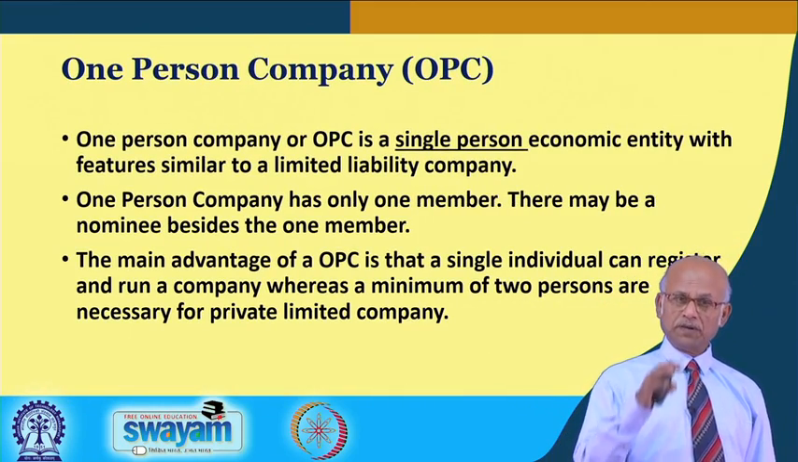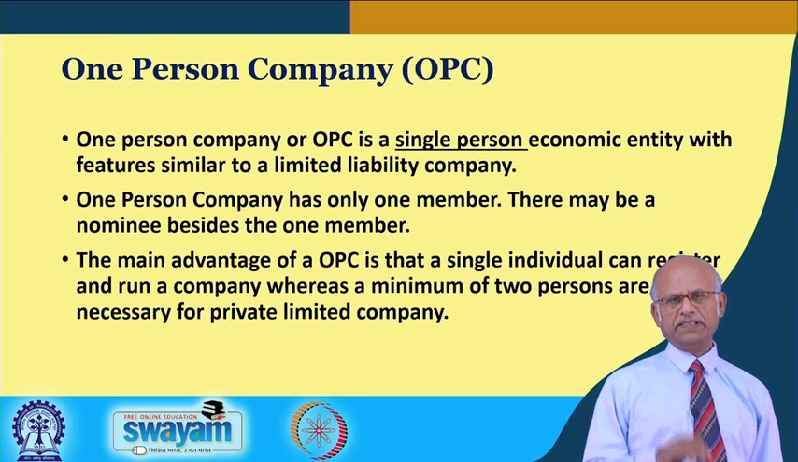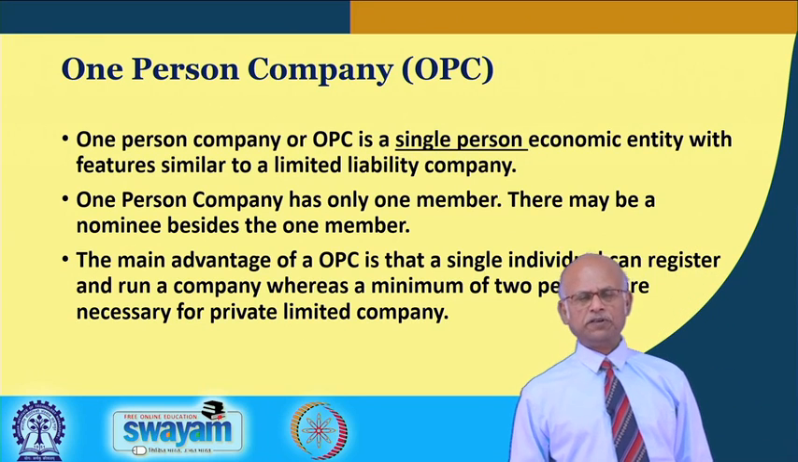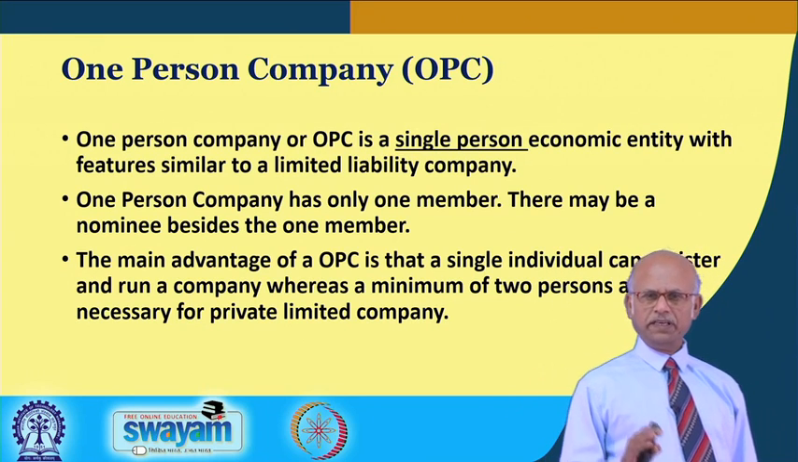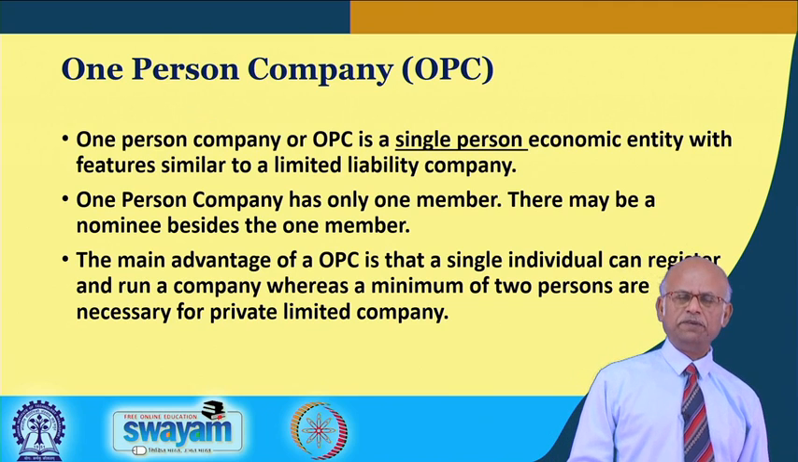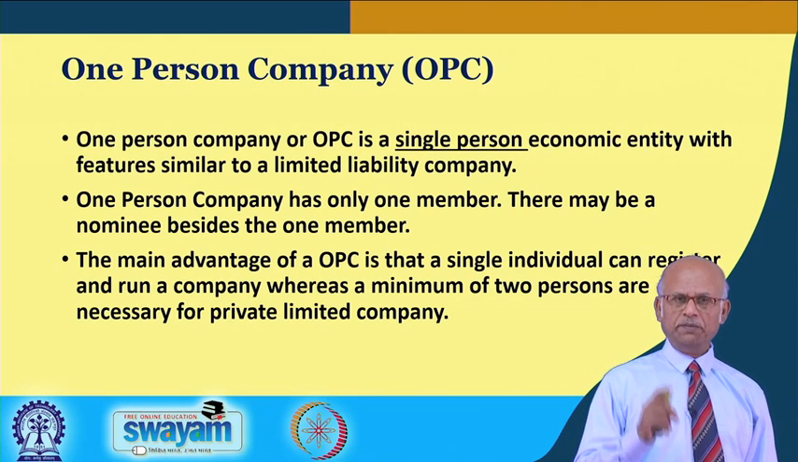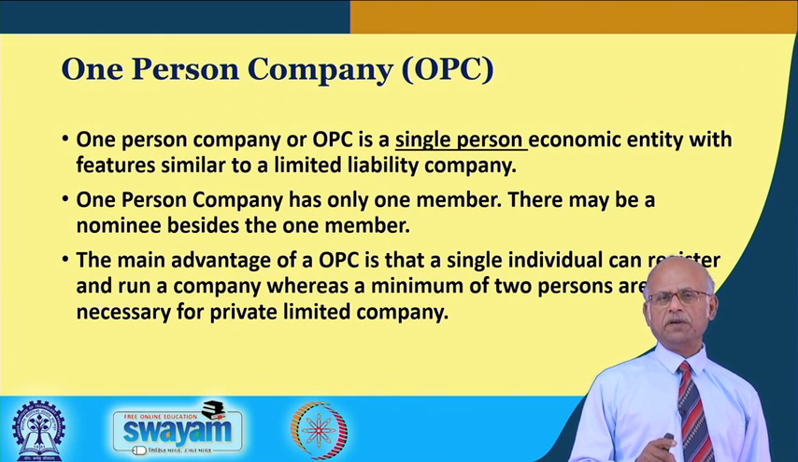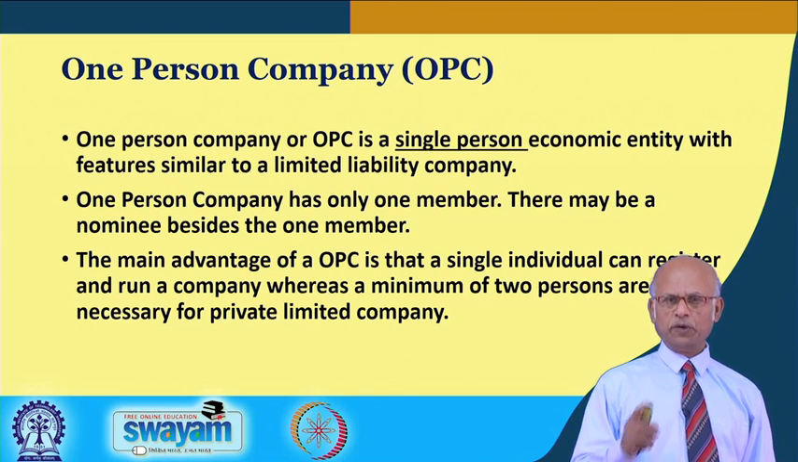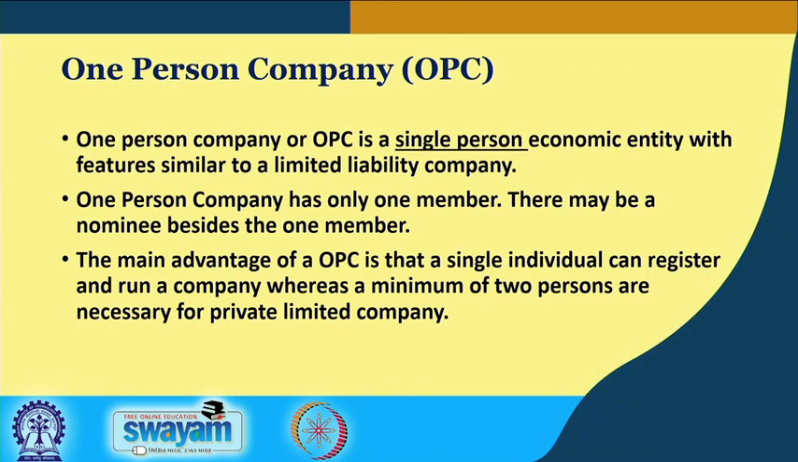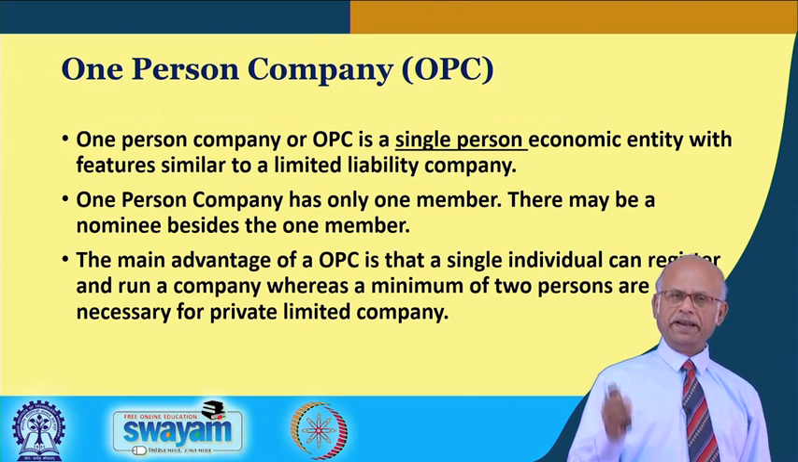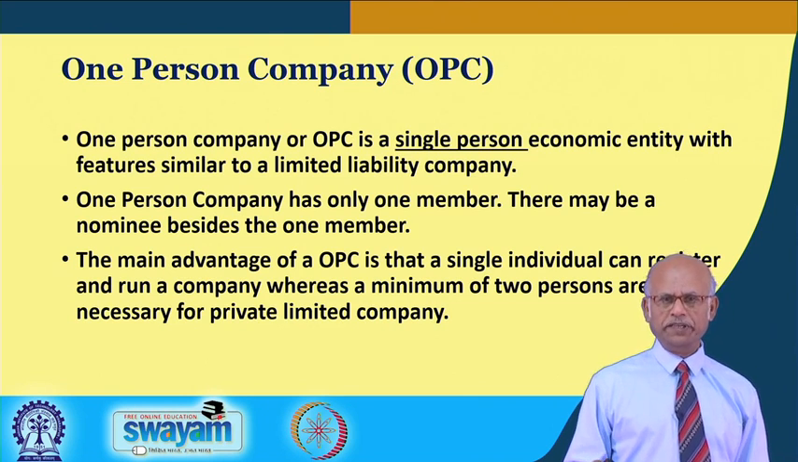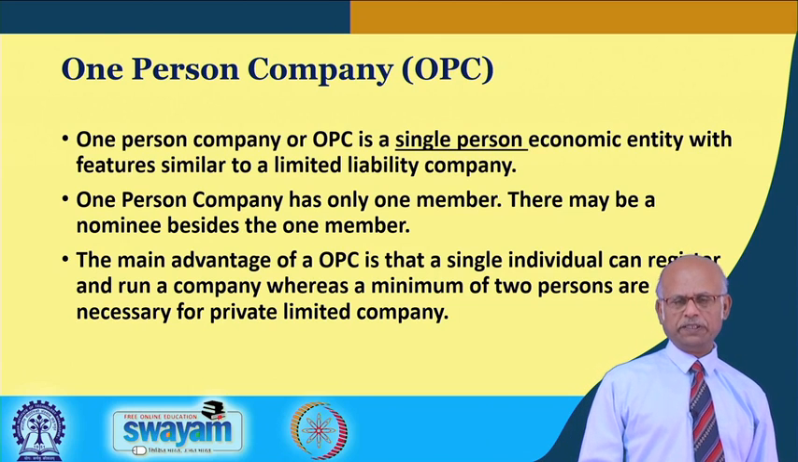Now, I have placed one person company first in the pecking order of limited liability companies. It is the simplest form among them. It is a limited liability company by a single member, meaning one person. Suppose you decide today that you will have a limited liability company. The simplest format is you become the single director, there will be nobody else in the business, and it becomes a one person company.